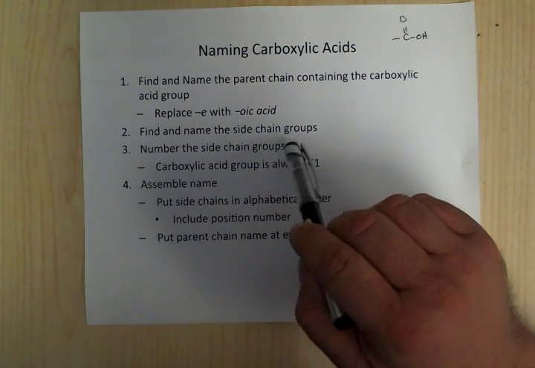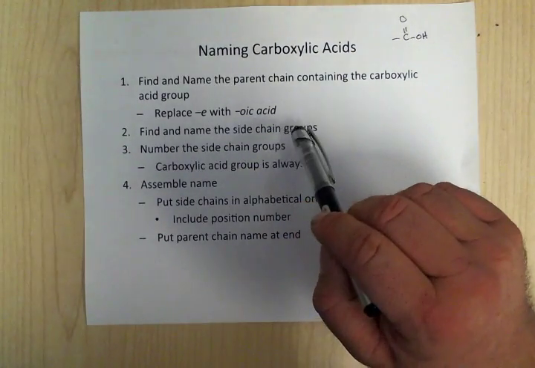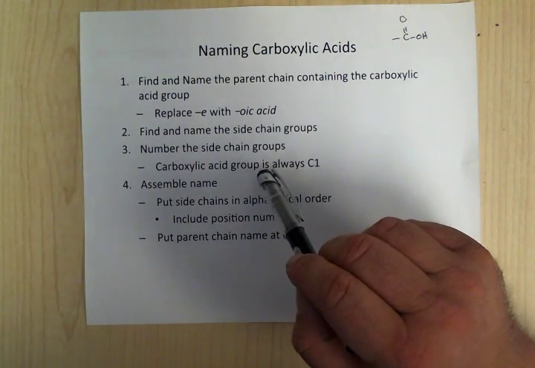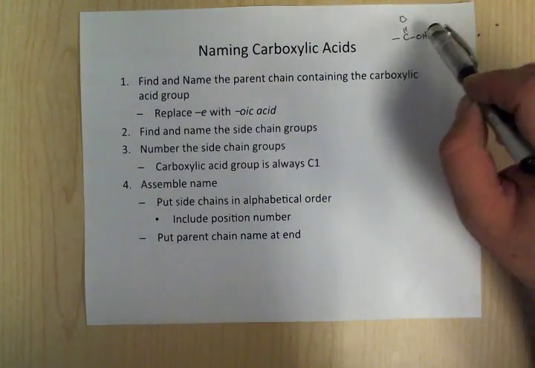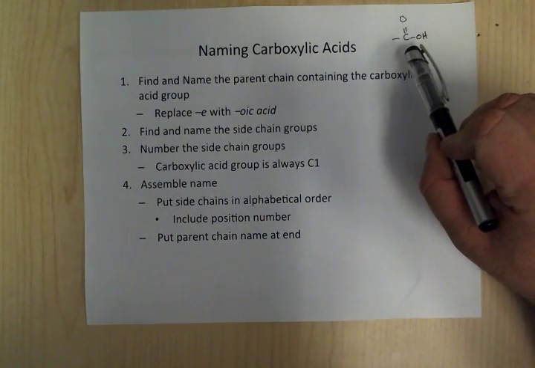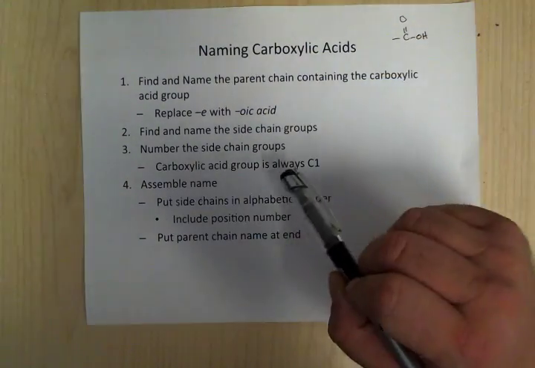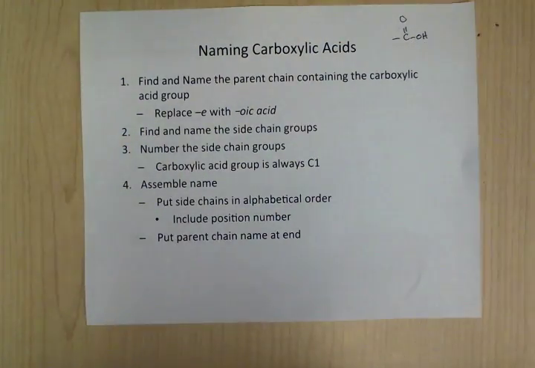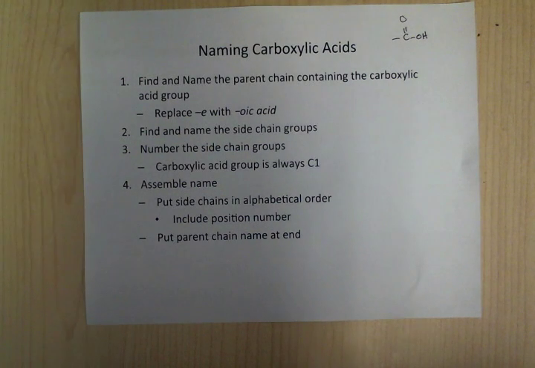Okay, you name the side chains. You find them, name them, and then you figure out the numbering. Which carbon are they on? Now the nice thing is the carboxylic acid group at the end is carbon 1, so you can go from there. That's going to be carbon 1. Then you assemble it as normal.